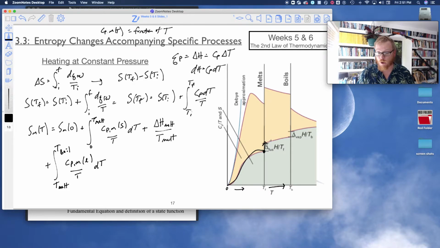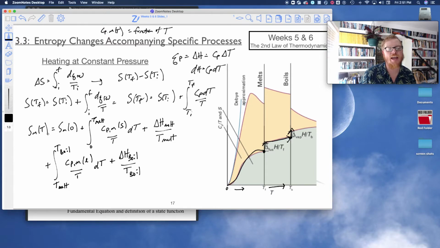Plus, we know that as soon as I get to that boiling point, the integral gets me that far, but now I've got some latent heat that I have to deal with. So that's going to be plus delta H of vaporization, or I'll say delta H boil, divided by T boil.